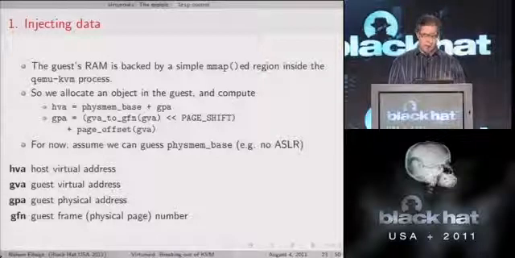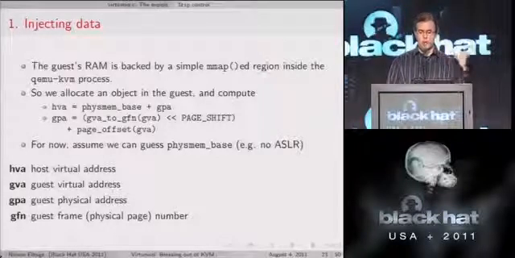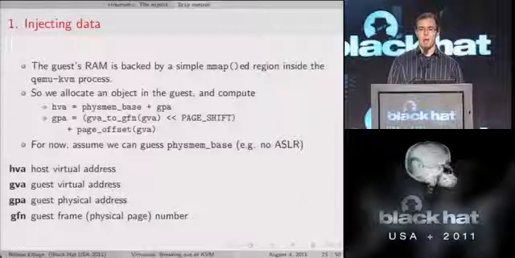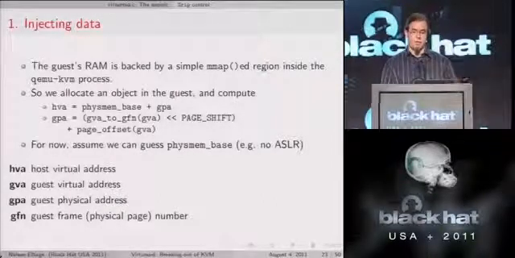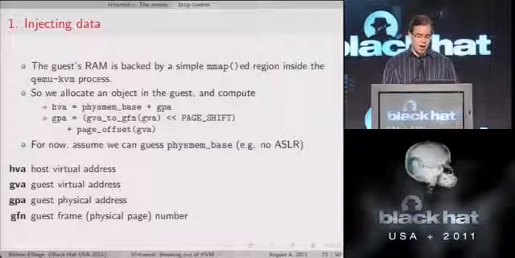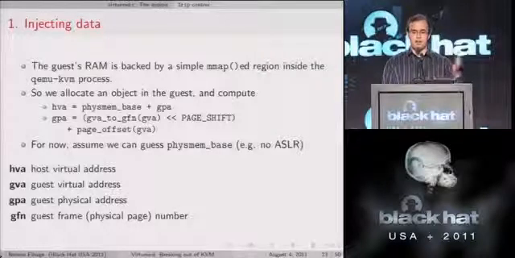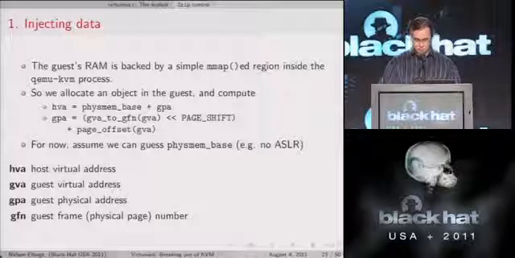And for now, like I mentioned, we're just going to assume that we know the address that mmapped region is at. If there's no ASLR, this is a realistic assumption. It's very predictable. If there is address space randomization, we'll get to that later. All right, so creating fake objects, fake structures to play around with in the host is very easy.